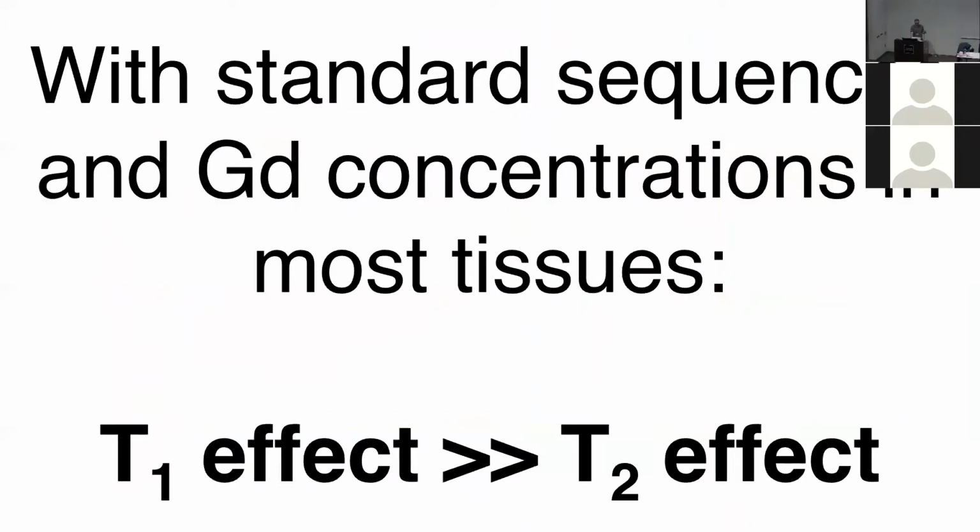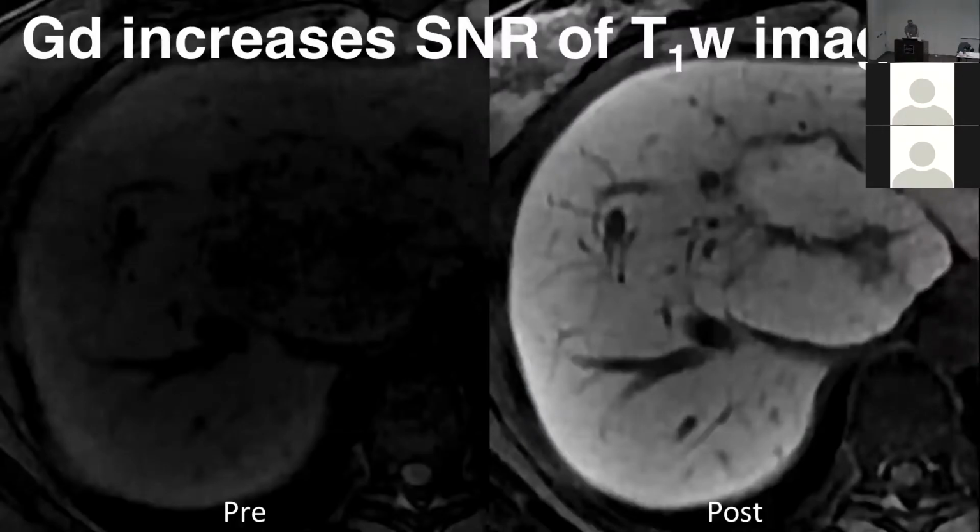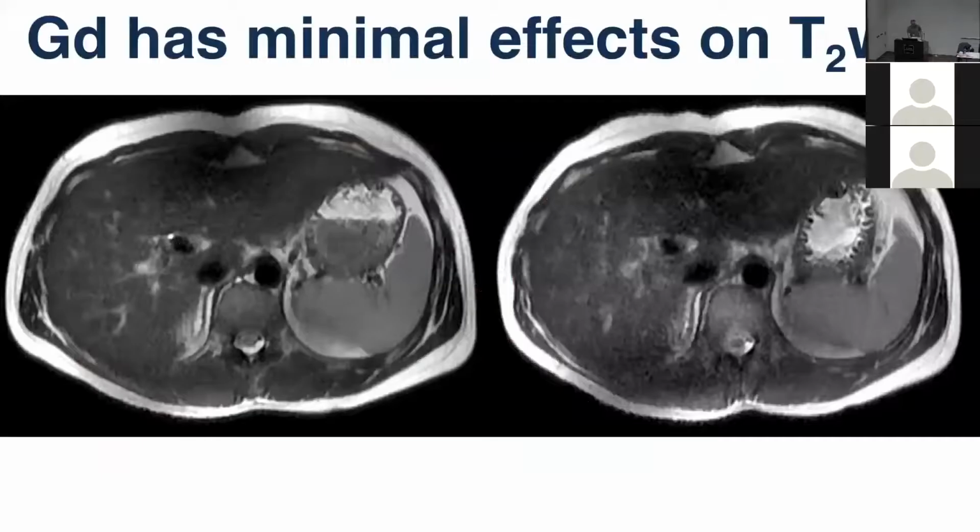So with standard sequences and gadolinium concentration in most tissues, the T1 effect dominates over the T2 effect. So when we give standard concentrations of gadolinium, this is what we get. The tissues become much, much brighter on T1 weighted images. As I showed in the previous lecture, gadolinium has minimal effects on T2. The image on the left, the image on the right look very similar, even though the image on the left is pre-GAD and the image on the right is post-GAD.